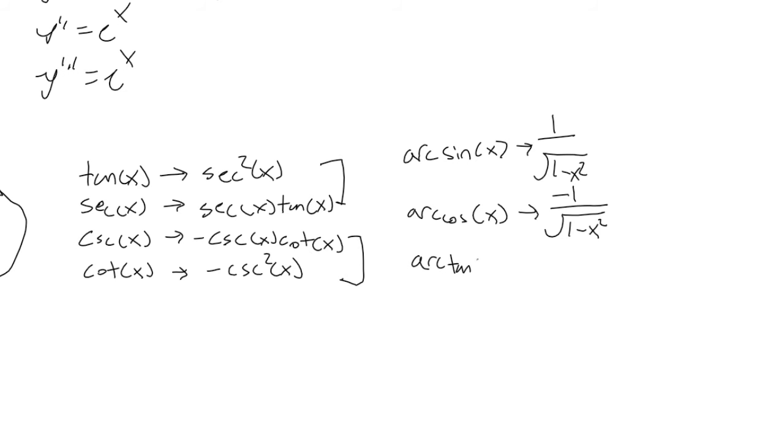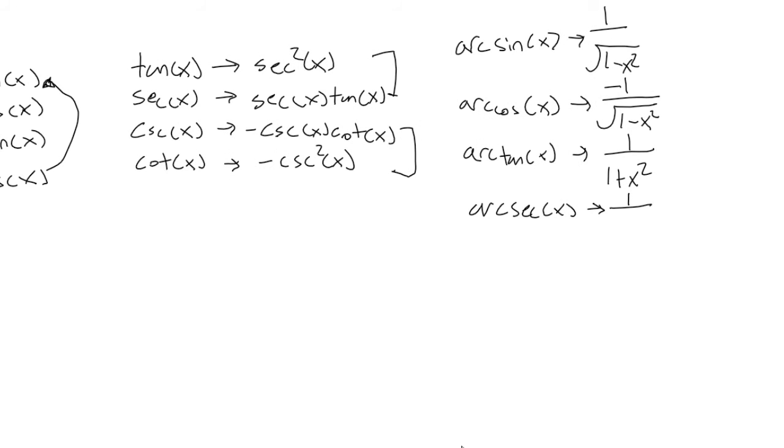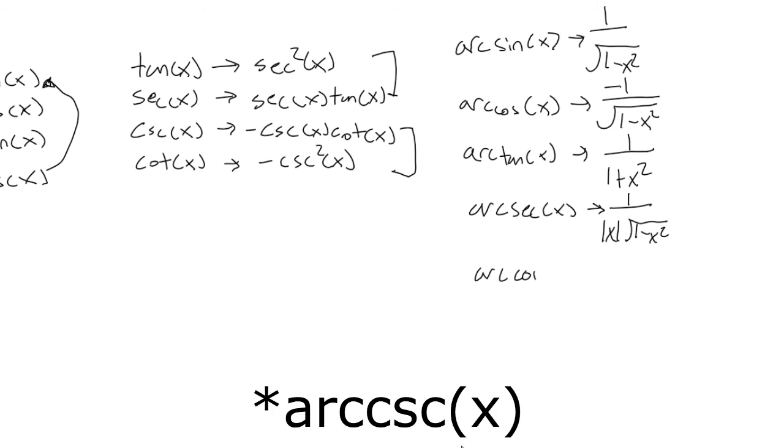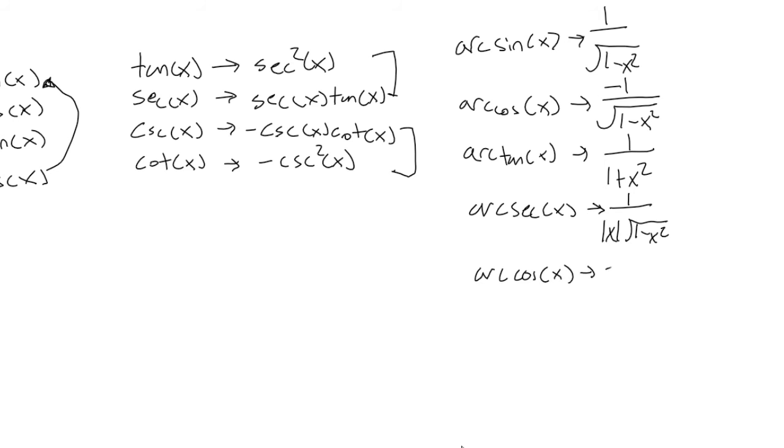Arc tangent x, which is the same thing as arc sine times arc cosine, so we'll get 1 over 1 plus x squared. Arc secant x, which goes to 1 over the absolute value of x times the square root of x squared minus 1. Arc cosecant x, which is the same thing but negative. And then finally arc cotangent of x, which is the negative of arc tangent.